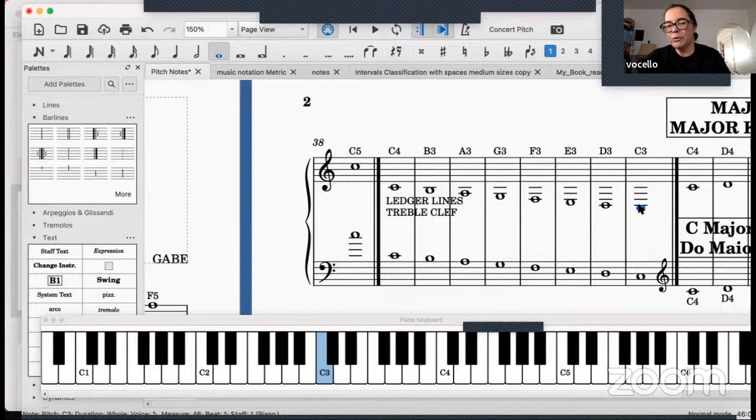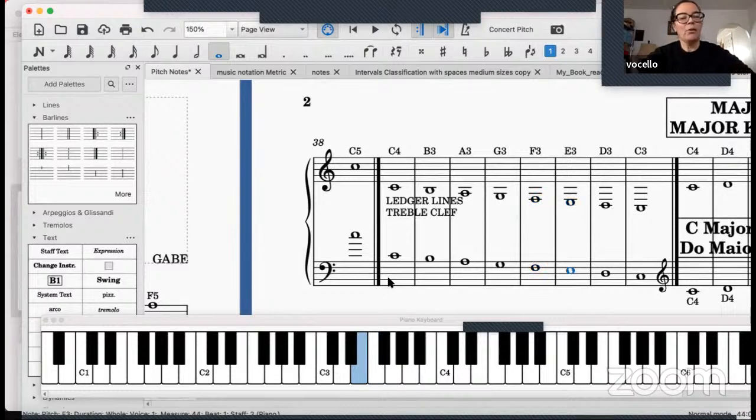C3 transcribed to the bass clef is the second space on the bass clef. And here on the bass clef you have the transcription. Transcription is from one clef to the other, keeping the same pitch notes. C4, C4, B3, B3, A3, A3, G3, G3, F3, F3, and so on.